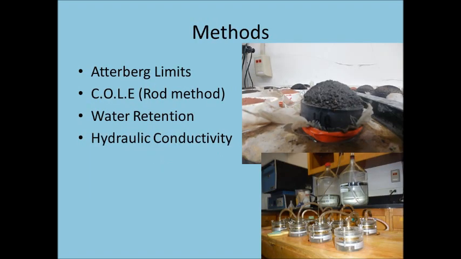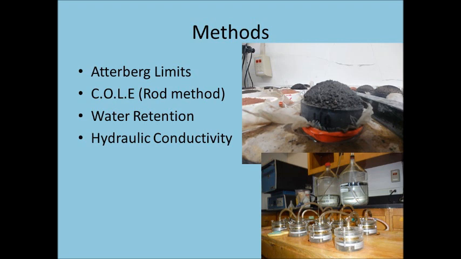For the methods, we measured the Atterberg limits, the cone method, water retention, and saturated hydraulic conductivity. Before measuring the water retention and Atterberg limits, the soils were treated to salt levels ranging between 5 milliequivalents per liter and 40 milliequivalents per liter, and all the 10 milliequivalent per liter treatments except the ESP50 treatment were made using calcium and sodium chloride mixes.